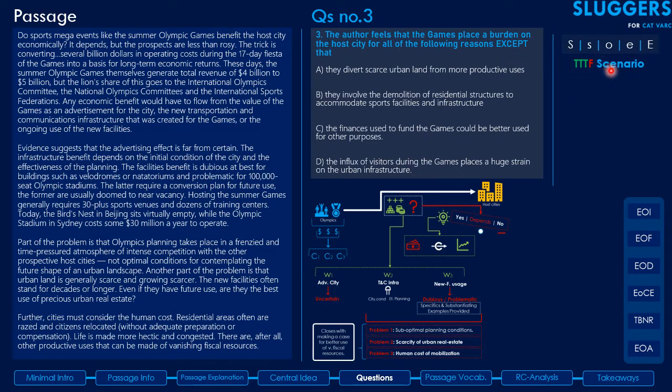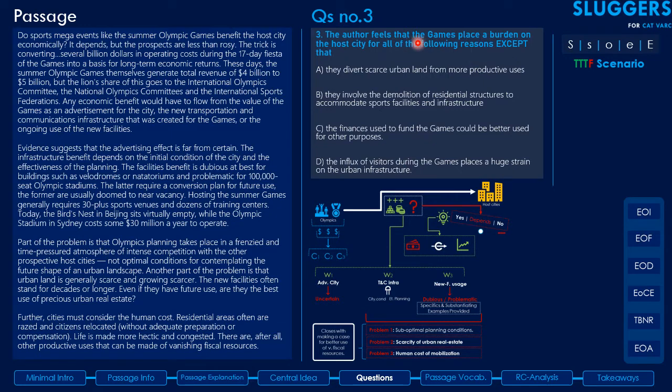I call it the triple TF scenario because usually in most of the questions, when you don't have words like except, which are not inverted questions, you're supposed to select the option which is true as per the passage, correct? But in this case, the scenario is inverted. The options which are true as per the passage are supposed to be eliminated. You're supposed to select the option which is false as per the passage, right?